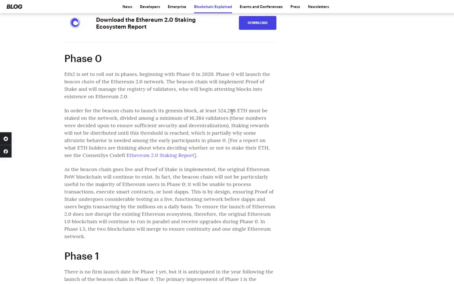So that means 524,000 are staking on the network, so that's a lot of people. At least 16,384 have to be staking 32 Ethereum each. Initially it might take a while to come in, but we're not quite sure yet. When Phase 0 is rolled out, we need to keep an eye on the numbers, the amount of stakes, and see how it goes.